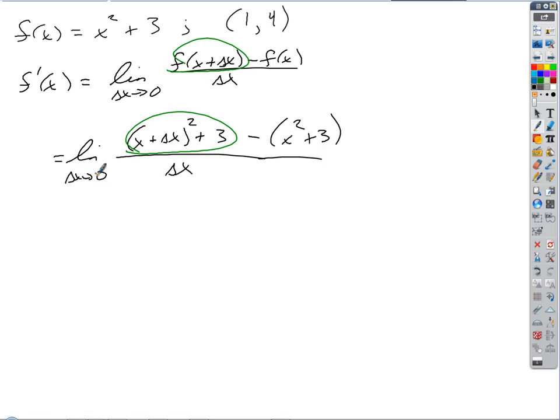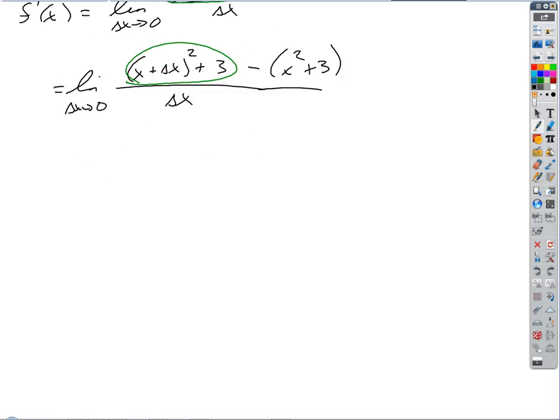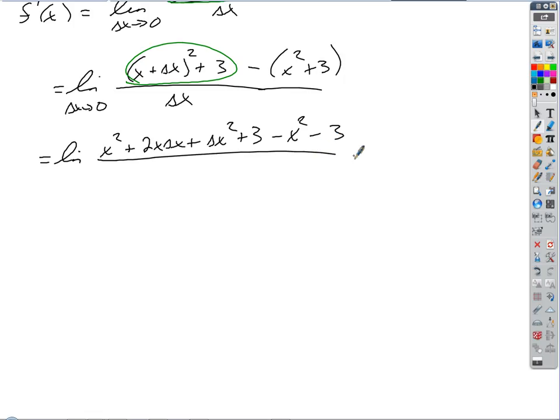Well, it's the same math, isn't it? I mean, we just did all this algebra. If I square out the binomial, x plus delta x, what do I get? x squared plus 2x delta x plus delta x squared, plus 3 minus this quantity. So minus x squared minus 3, all divided by delta x.